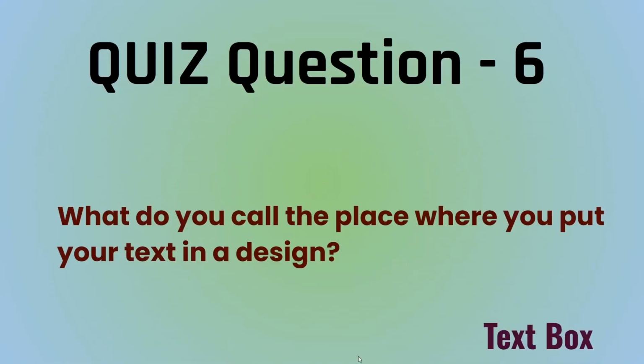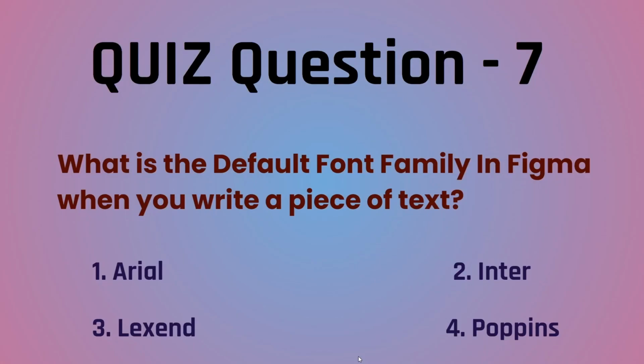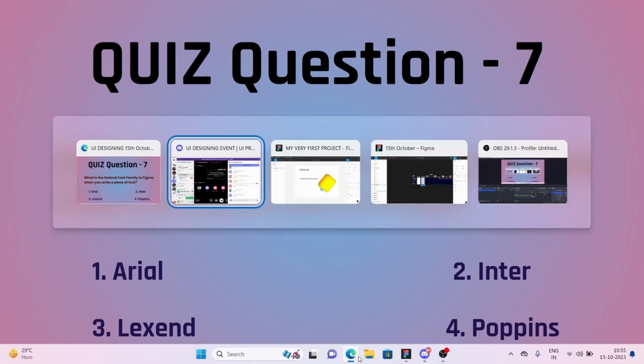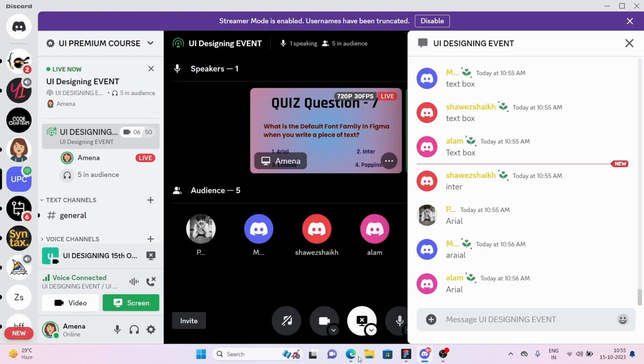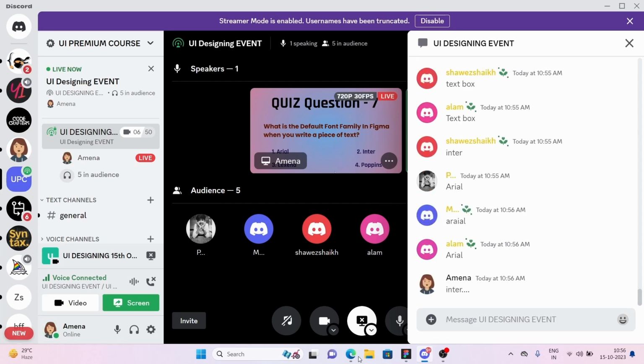Okay. Then we have question number 7, and that is, what is the default font family in Figma when you write a piece of text, right? It is not Arial. Chavez has answered quickly, which is Inter. I have told you like 2 to 3 times that it's not Arial, it's Inter. Inter is the default font family, right? It's Inter, correct?